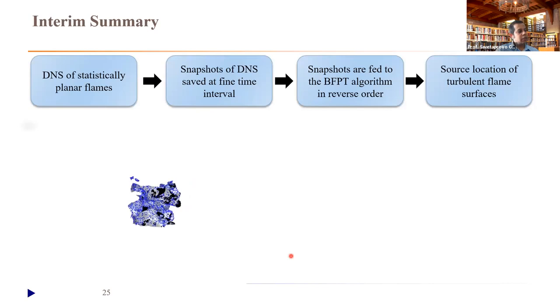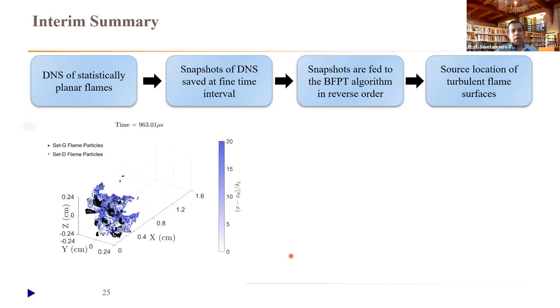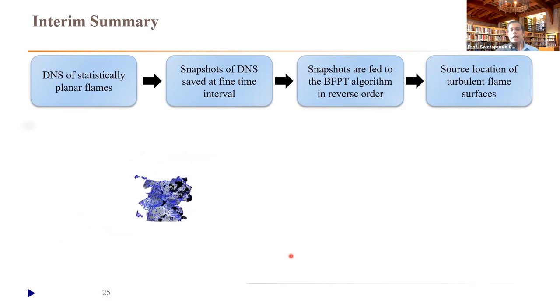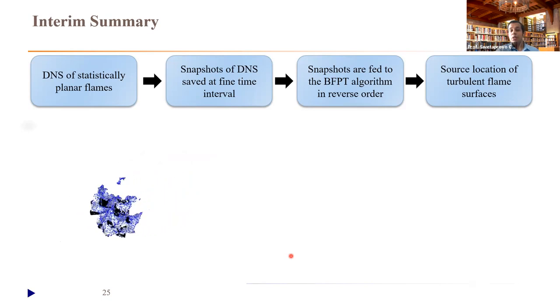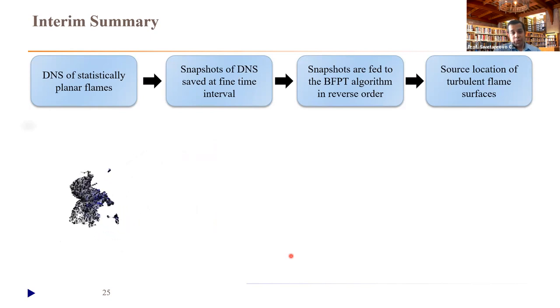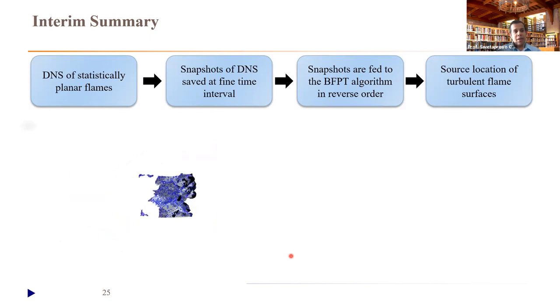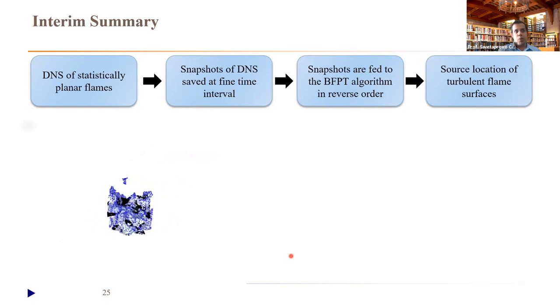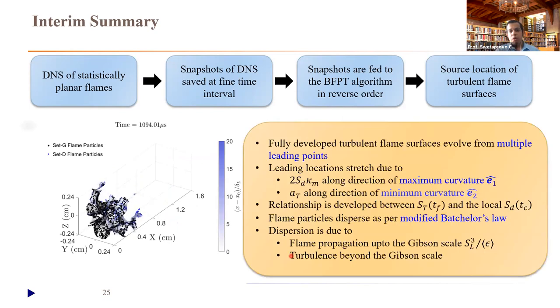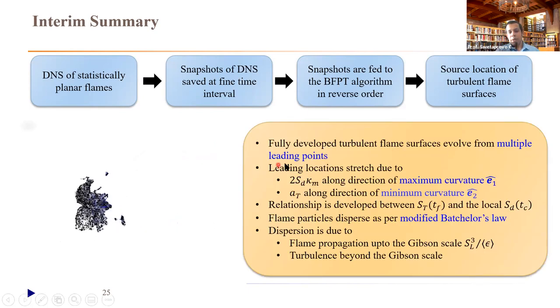So what we have done here, as an interim summary, is look into DNS of statistical planar flames. We saved the DNS snapshots at finite time intervals, and then we fed the snapshots into the BFPT algorithm in the reverse order. From that, we find out what the source locations of the turbulent flame surfaces are. They are essentially the leading positively curved locations where the fluid velocity is also the lowest. Okay, so fully developed turbulent flame surfaces evolve from multiple leading points.